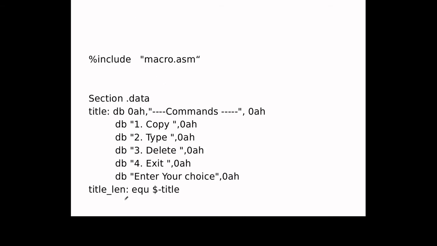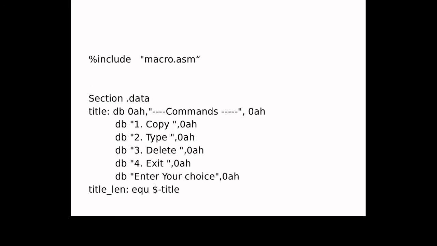Now this was our macro.asm file. Now the second file, here we are writing the code for the copy and type command simulation. As we are using two programs, we have to include that macro.asm file by using the %include directive. Then section .data, here we are writing the messages and the lengths of the messages.